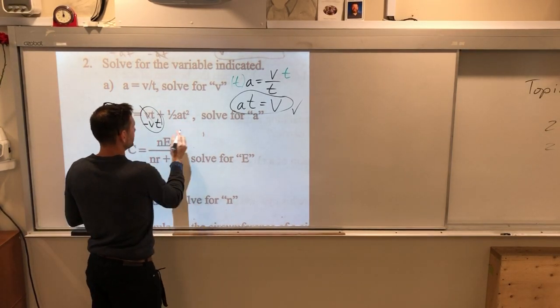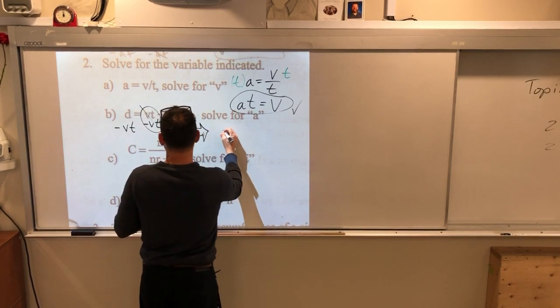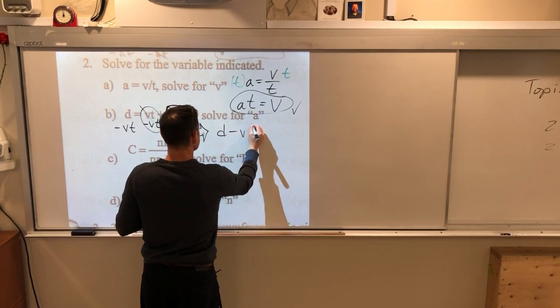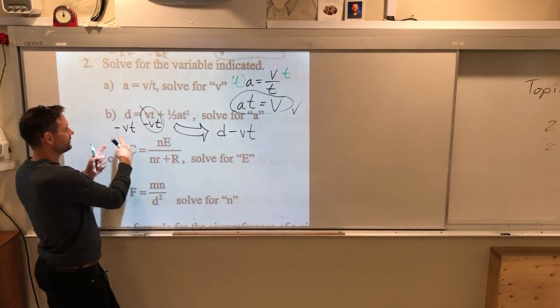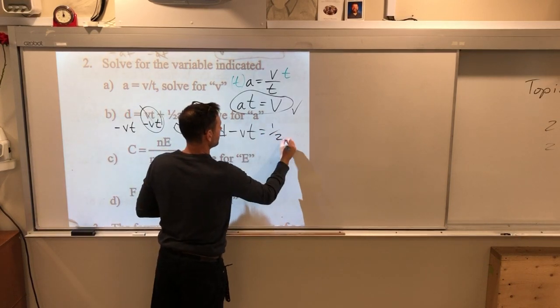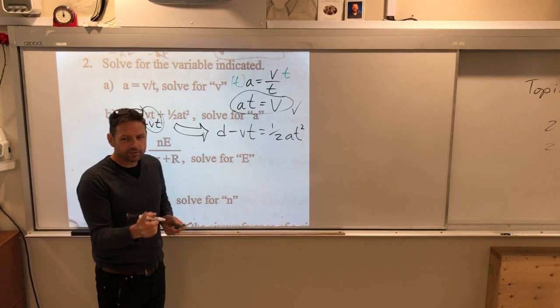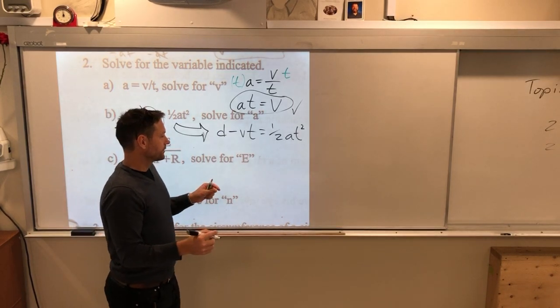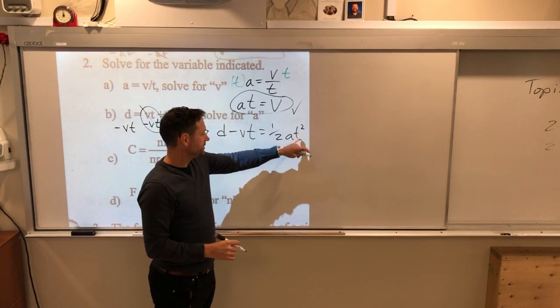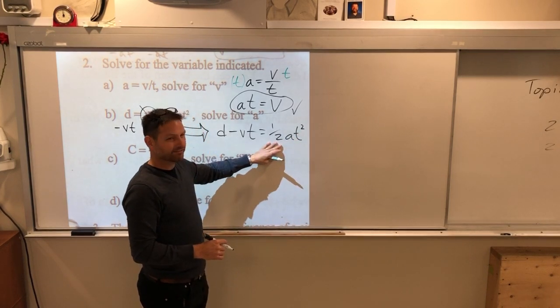I'm going to draw this over here now. And that's going to become D minus VT, because we subtracted that VT over. And we're just left with everything else. 1/2 AT squared. Okay, now here's a little trick. You probably all know how to get rid of this T squared. Just divide by T squared and over here, right? But how do we get rid of a half?